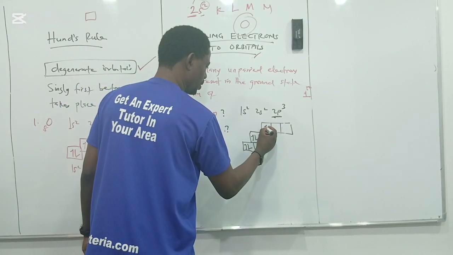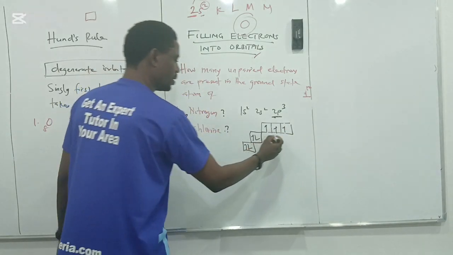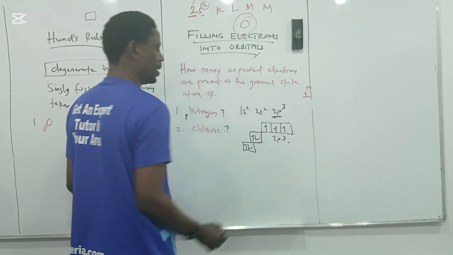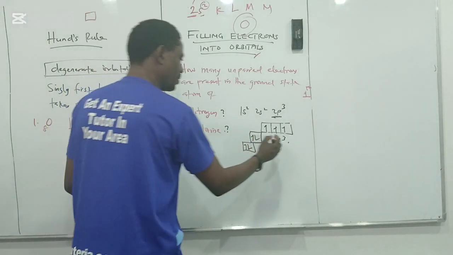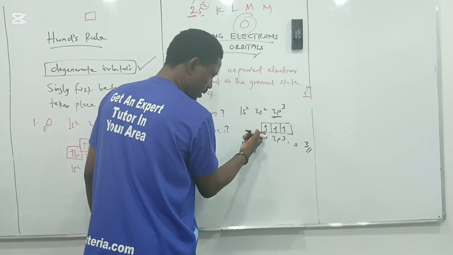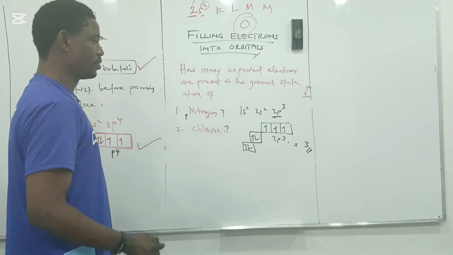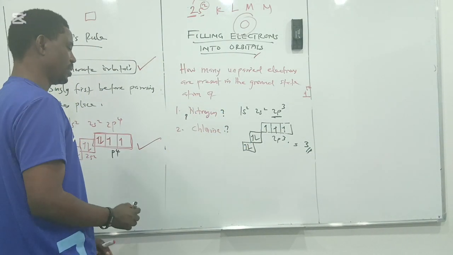Okay, so this is 1 singly. That's 2p3. So how many unpaired electrons do we have? The answer is 3. These are 1, 2, 3. This is single, this is single, not paired. So we have 3 unpaired electrons in an atom of nitrogen.